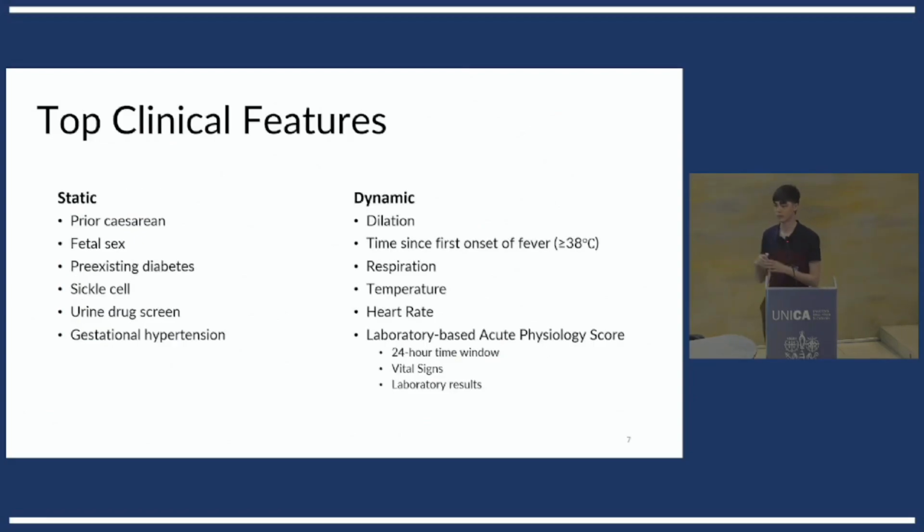So performing in this classification maximum relevance, minimum redundancy feature selection, these were generally the top static and dynamic features, which were briefly highlighted in the earlier talks, like for instance, diabetes as a risk factor or temperature as a risk factor. One that Kaiser Permanente developed was this thing called the laboratory-based acute physiology score. It's this single score that represents the last 24 hours of vital signs and laboratory results of the mother, which they initially created not for pregnancies, but then it was reapplied here to see if it was a predictive factor.